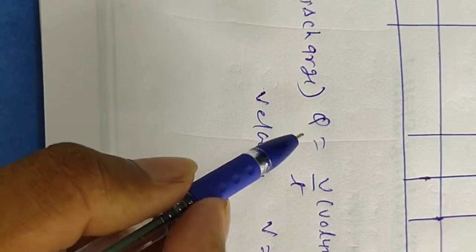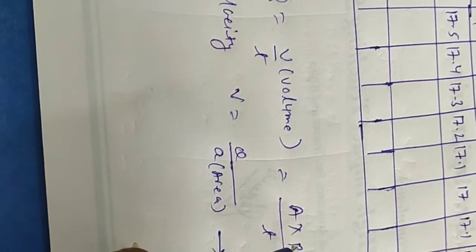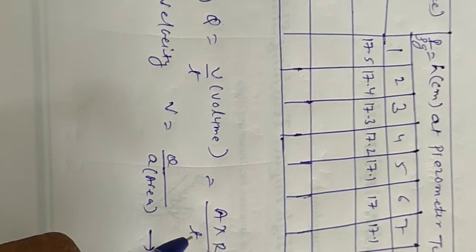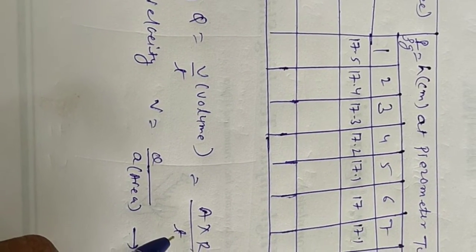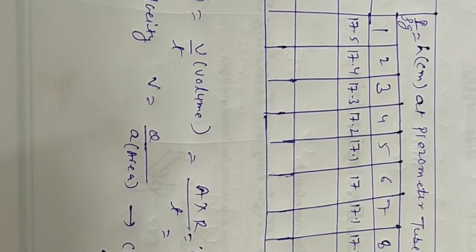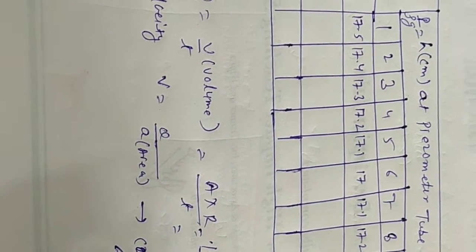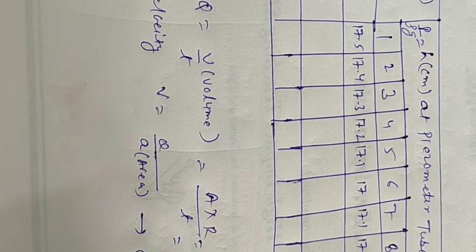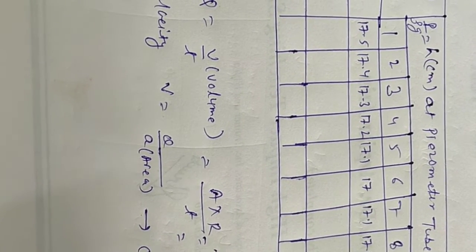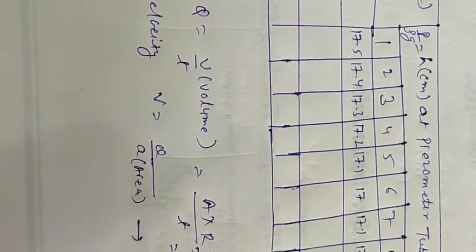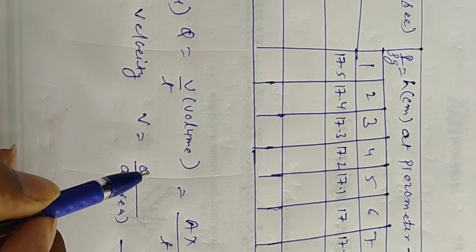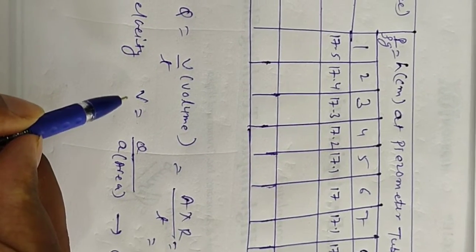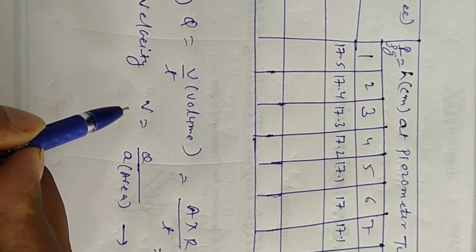Now we calculate the discharge, the volume flow rate: rise in water level into the cross-sectional area of the collecting tank, upon the time measured by the stopwatch. The area is 40 into 40, that is 0.16 meter square, into the rise in water level of 4.5 centimeter, which is converted into meter, 0.045 meter, upon 30 seconds. With this calculated discharge we calculate the velocity for a particular piezometer tube.